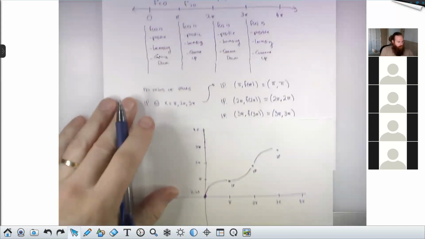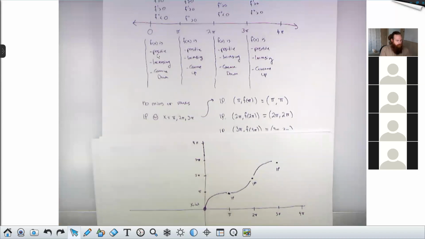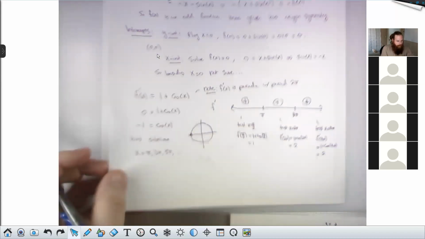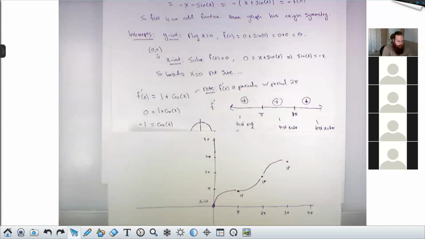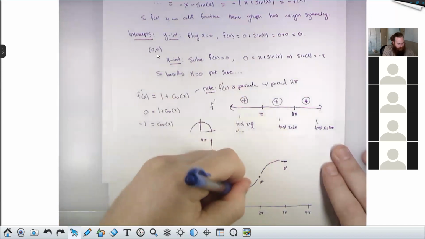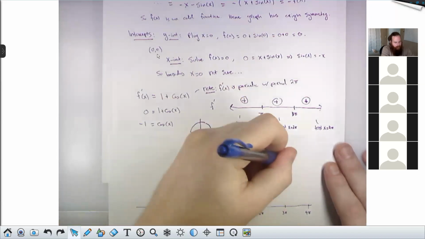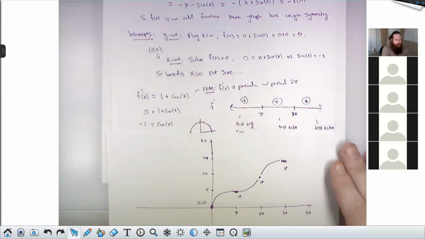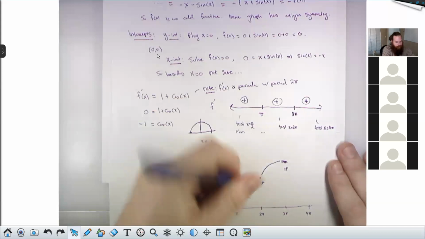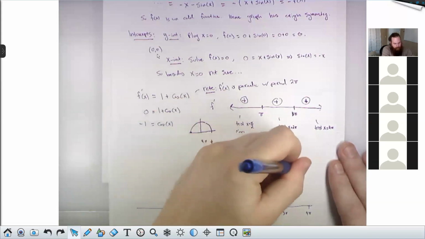And if you pay careful attention to my f primed number line, let's come back here, at pi and at 3 pi, I should have horizontal tangents. My concavity changes there, and I have a horizontal tangent. But at 2 pi, I don't have a horizontal tangent because f primed is not 0 there. So this is an inflection point and a horizontal tangent line. Inflection point and horizontal tangent line.